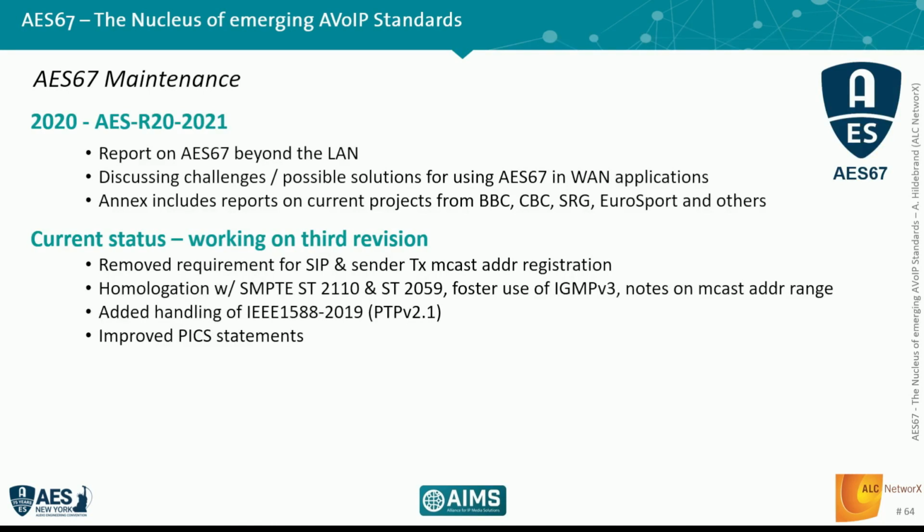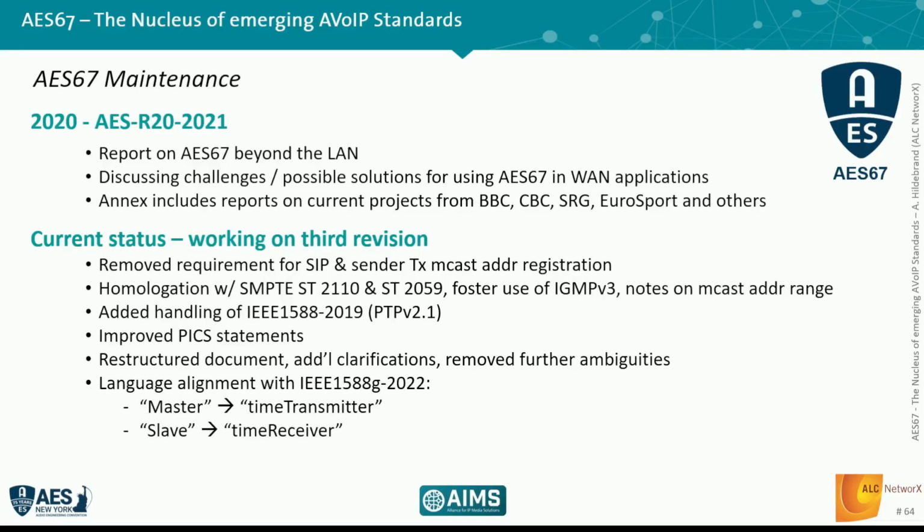We improved the PICS statement where we saw some ambiguities and room for improvement. We restructured the whole document a little bit for clarification, and removed further ambiguities we had identified. And then we have a language thing there. Some of you are aware that in PTP, or in IEEE 1588, the terms grandmaster, master, and slave device are used. Some find these terms offensive, and so IEEE 1588 released a document, the G document, back in 2022, and they recommended that if, for whatever reason, people find the terms master and slave offensive in their documentation or implementation, they should use time transmitter and time receiver instead. So that is what we adopted for AES67. We basically removed the terms master and slave and adopted time transmitter and time receiver according to the official extension of the 15188 standard.